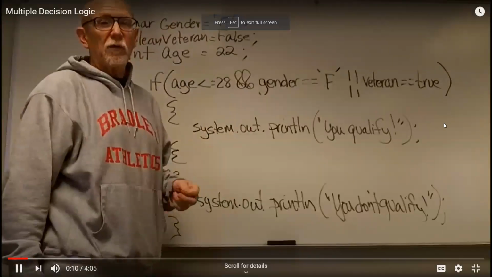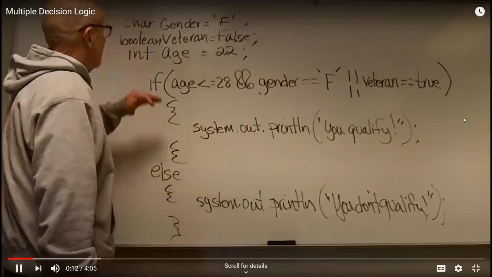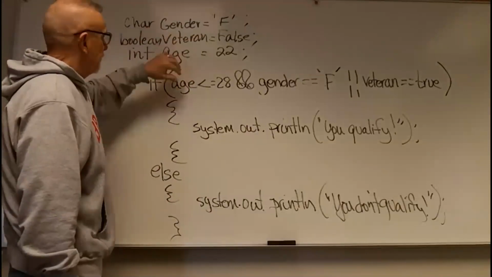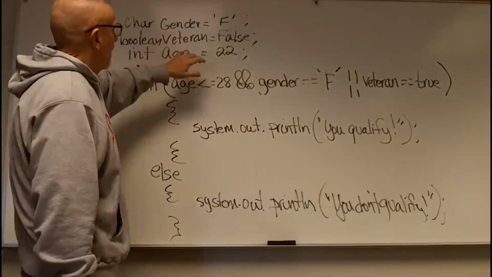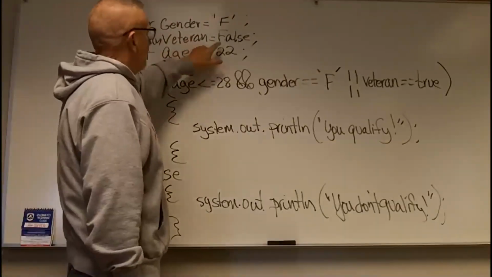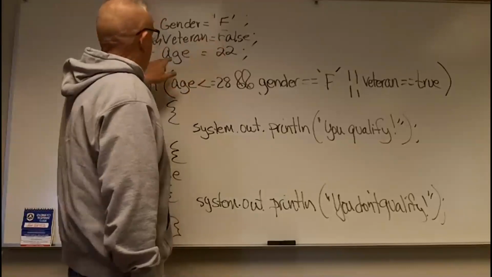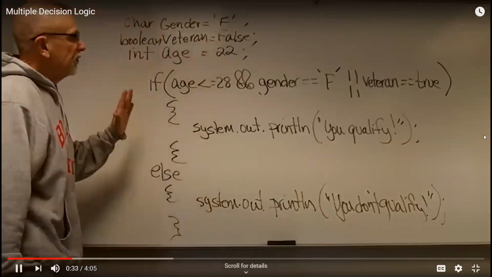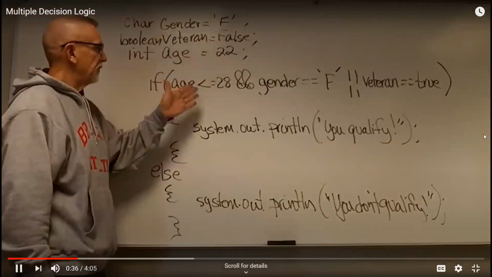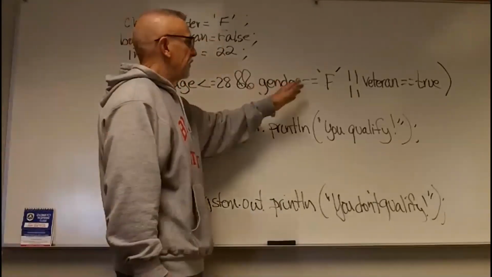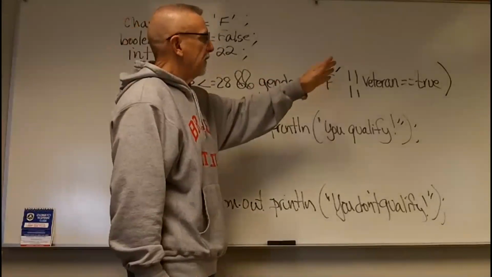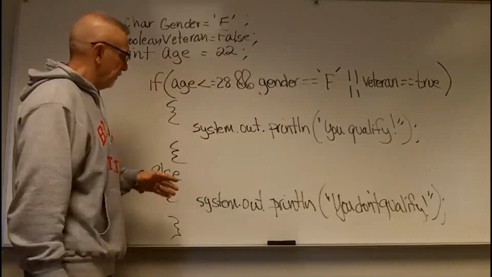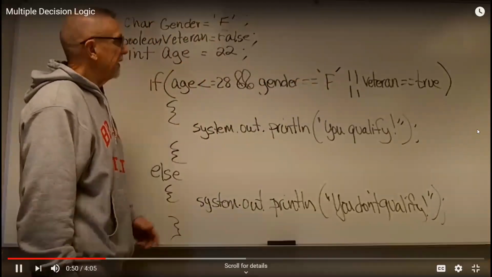So what I got here is I've initialized a variable called gender of the type char with the letter F for female, a Boolean veteran variable that's set to false, that should be a small f, and an integer age variable which is set at 22. So my question to you, looking at this: it says if age is less than 28 and the gender is equal to female, or a veteran is equal to true, then you qualify for whatever it is. If not, then you don't qualify.